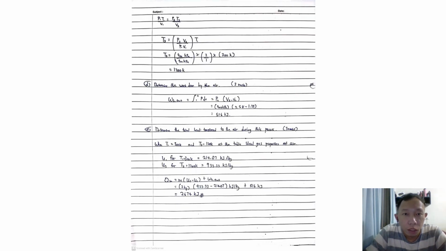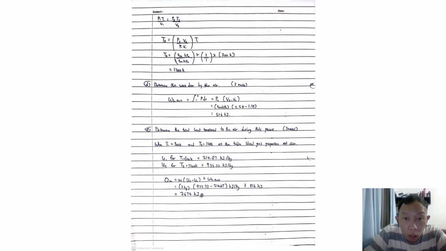And then to find the final temperature, we use the formula P1 times V1 over T1 equals P3 times V3 over T3. So the final temperature T3 equals P3 times V3 over P1 times V1, times T1, which is 400 kilopascal over 200 kilopascal, times 2 over 1, times 300 Kelvin, and we get a final temperature of 1200 Kelvin.